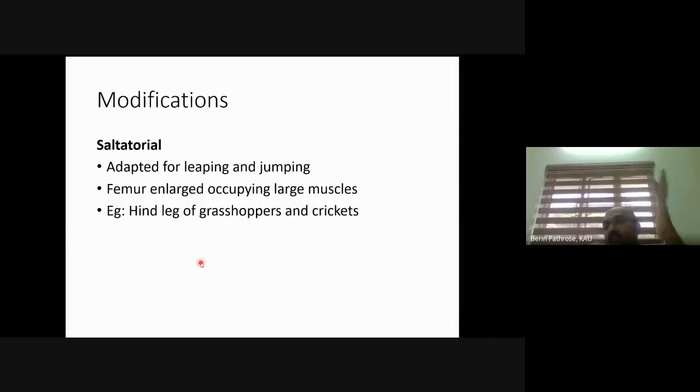So it is adapted for leaping and jumping. The femur is enlarged and occupies large muscles which help the insect to jump. And the example is hind legs of grasshoppers and crickets. You can catch hold of a grasshopper and observe the legs, mouth parts, etc.